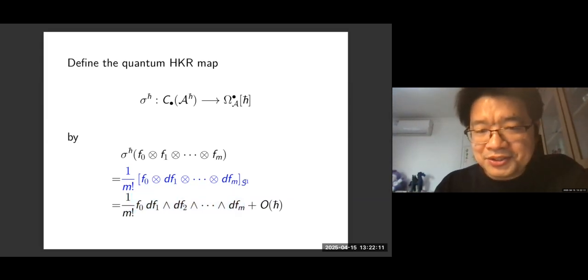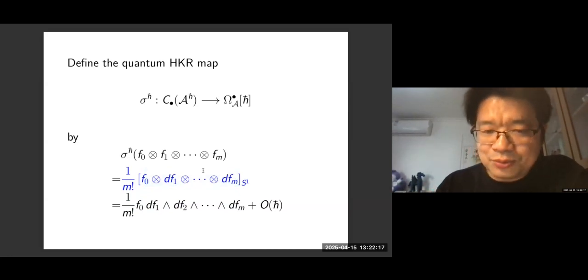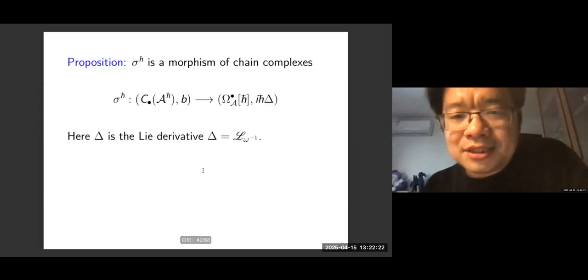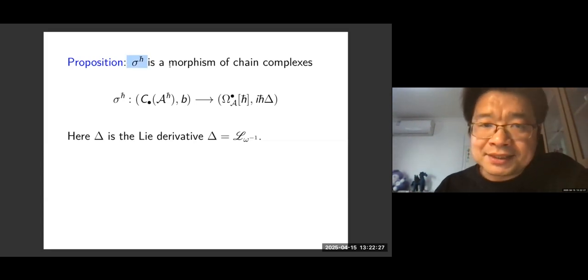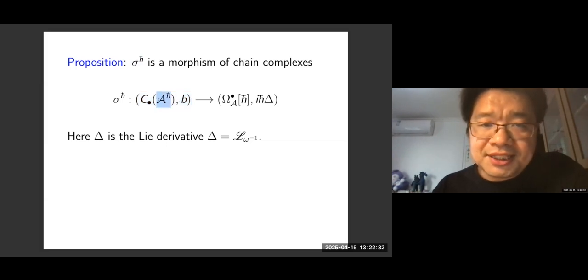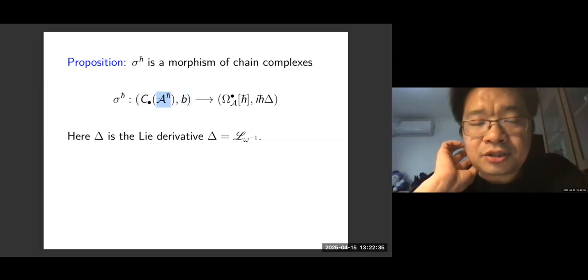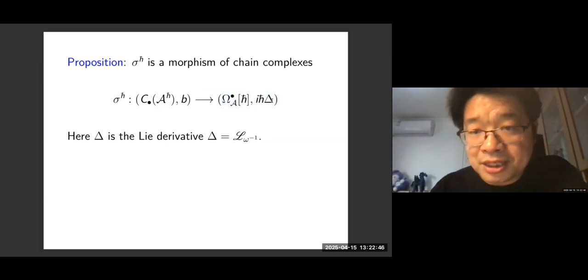Then, if you use this one as a definition, let's try to see what kind of structure this map is. It turns out that the following holds. This map actually is a map of chain complexes from the Hochschild chain complex of the Weyl algebra. So on the left-hand side, you see the polynomial ring on top is quantized to this Weyl algebra. And on the right-hand side, originally in the classical case, we have differential forms with zero differential. But now we turned on the differential by this delta.